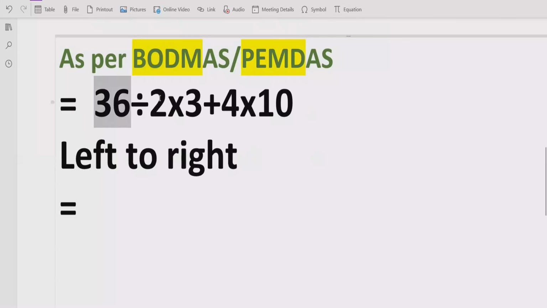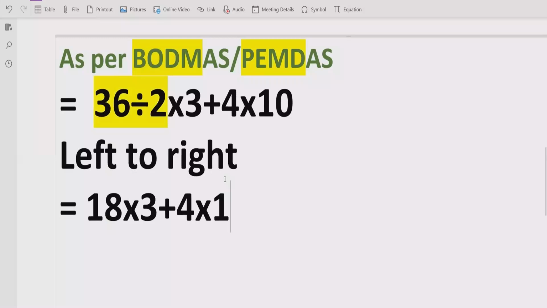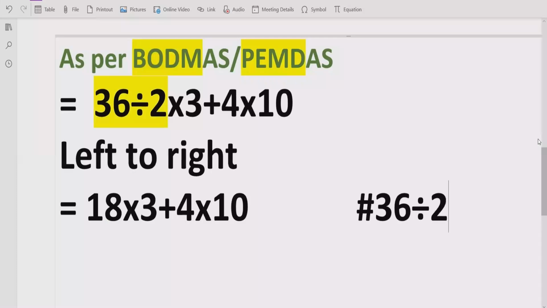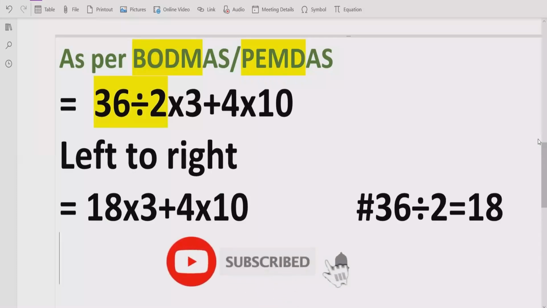So what we will do, we will go left to right in our expression and find division and multiplication. So first we have this division, which is 36 divided by 2. We will divide both of them and the answer is 18. Multiply by 3, we will write as it is, and plus 4 multiply by 10, we will write as it is. And here we will give the reference: 36 divided by 2 equals 18.